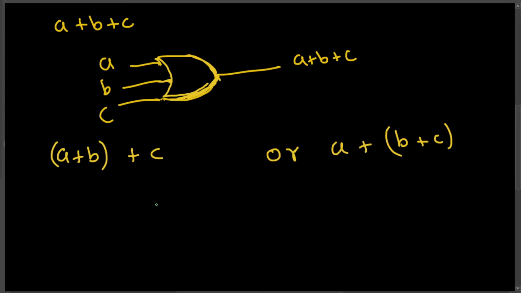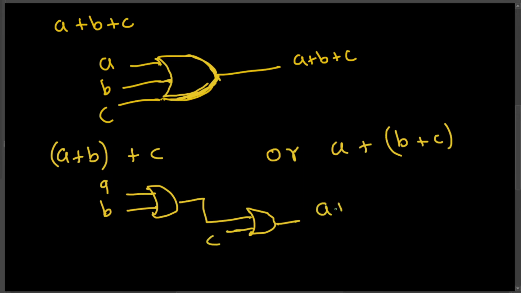So here, if you have 2 input OR gates, what we do is we can input a b here, and then we connect that one to another OR gate, and then we input c here. So this is also going to give us a plus b plus c. Okay, so what's the difference between this? What is the benefit of doing it like this over this?